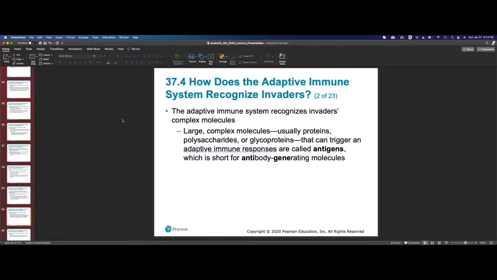So we've talked about antibodies a little bit, and we've talked about pathogens. However, the part of the pathogen that triggers an immune response is called the antigen, and the antigen is short for antibody generating molecule.